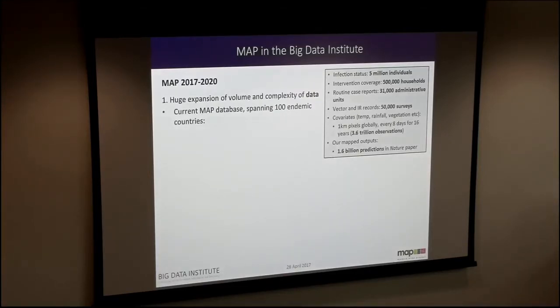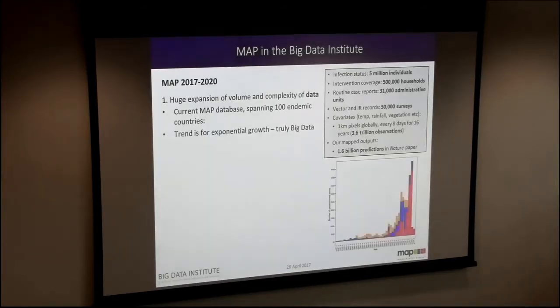We have thousands of district and province case reports. We have observations of the vectors that transmit malaria and insecticide resistance. Our covariate data that informs our models is probably our most data-heavy aspect, because of the satellite observations that we have, some of them for every 8 days for the last 16 years. And our mapped outputs are based on model outputs from thousands of iterations that we then take the mean of and report the uncertainty of. So we have billions of predictions stored as well.